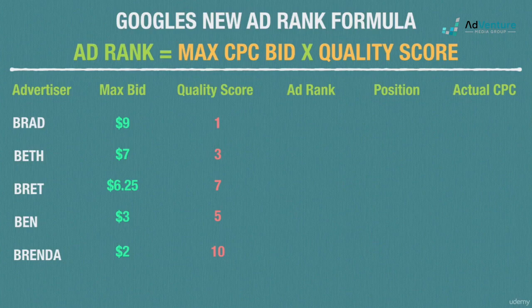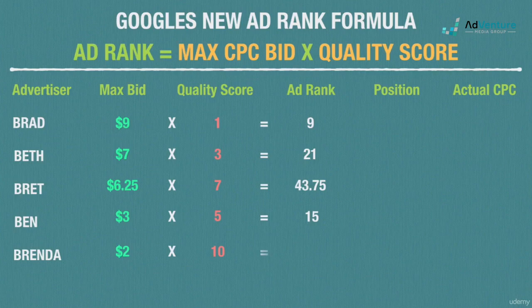Now, let's calculate the respective ad rank so we can determine their position. Remember, we get ad rank by simply multiplying the max bid by quality score. So Brad's ad rank is a 9, Beth's is a 21, Brett's ad rank is 43.75, Ben has an ad rank of 15, and finally Brenda with an ad rank of 20.